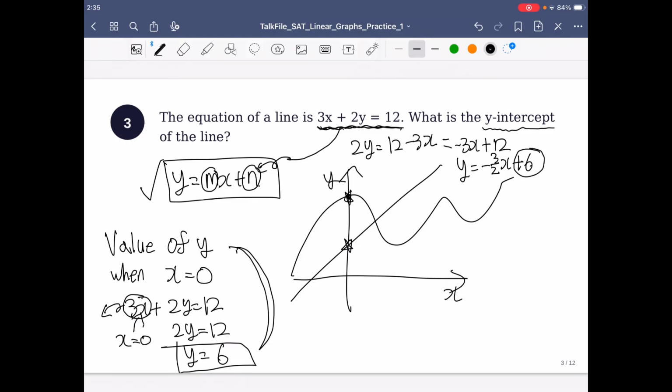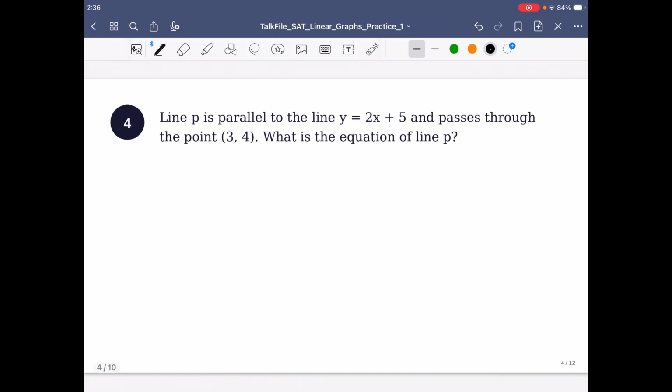So there are two ways, but the second way I wouldn't really recommend, because you don't need it. Maybe in other questions, like if the question asks for the slope as well, then I would use this technique because it is really easy to see. But if you want to find the y-intercept, then the form doesn't really matter. You just have to find the y value when x equals 0.